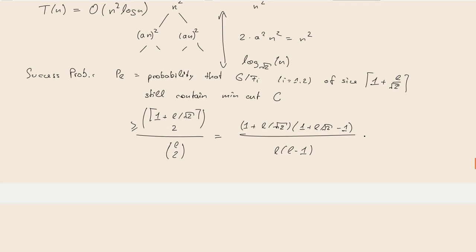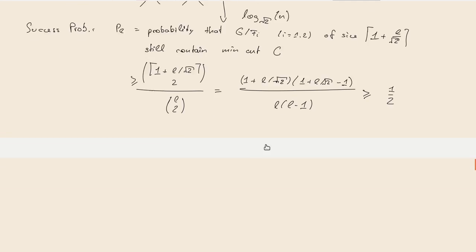And you just find that this is at least 1/2, because essentially, if you just look at the L's, then what you get is a factor of 2 here for the leading term. If you multiply out and just look at the coefficient of L squared, you get 1/2 here and 1 here, and the rest is just adding to this. So you find that in each of the steps, if you go down the tree, you have at least probability 1/2 to not destroy the minimum cut in one of the graphs.